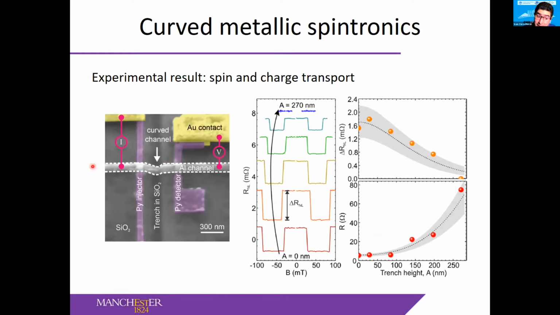Then we managed to create such curved nanochannels based on standard metals. And something we directly saw is that as you introduce this trench here, the pure spin transport response, represented by this spin valve signal, starts to decrease, decrease, decrease, until eventually it dies out, whereas the actual charge resistance through the channel starts to increase.